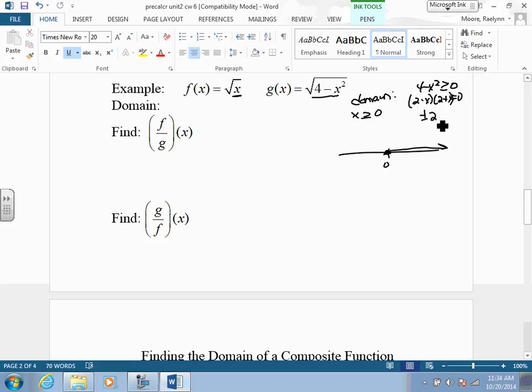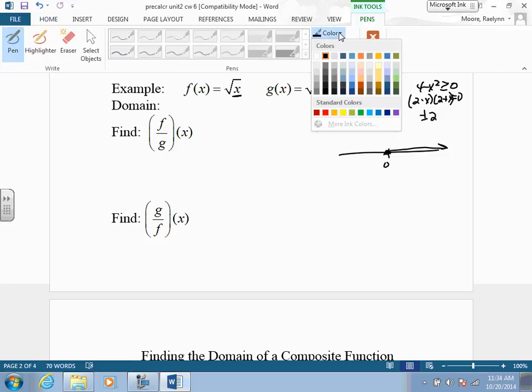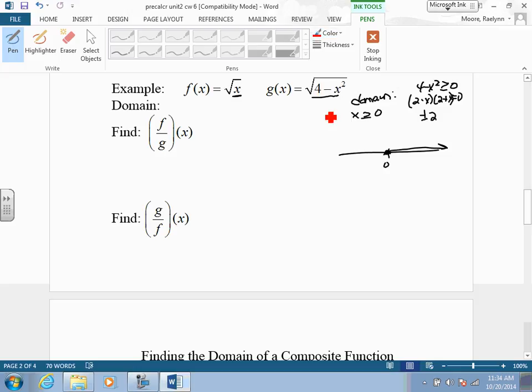Let me change my pen color. Now, plus or minus 2 is right here. Okay, they're closed. My parabola is opening down. So where is my positive? Right in the middle, right?